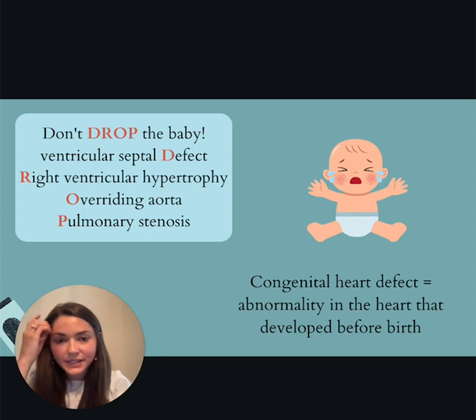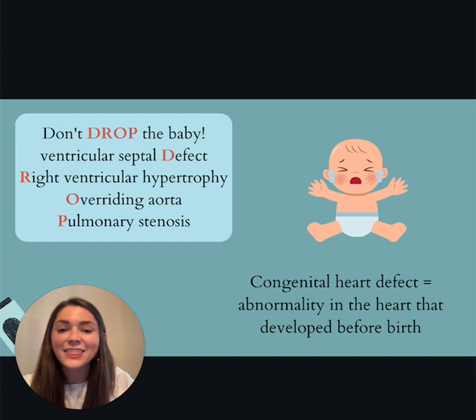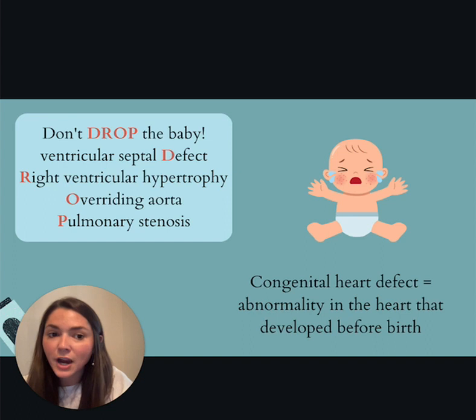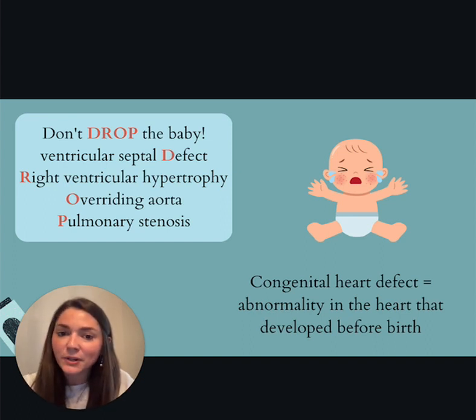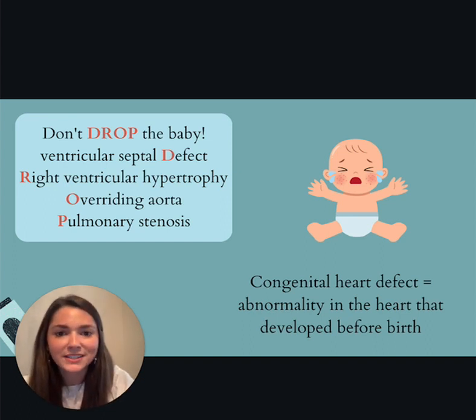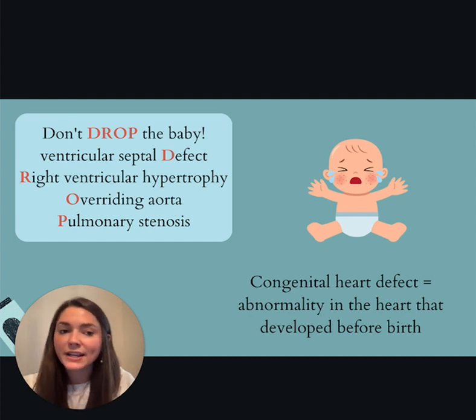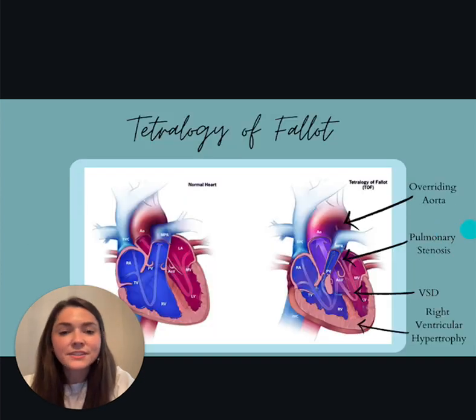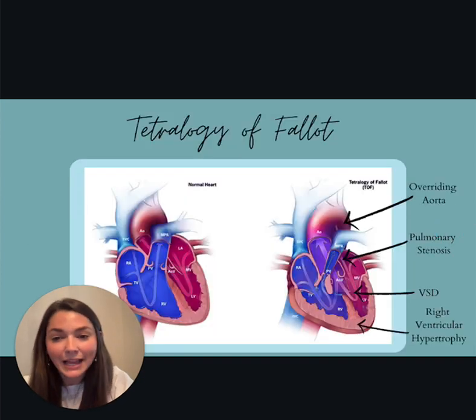Tetralogy of Fallot is unique because it actually has 4 different features that make up this defect. And those 4 features are a ventricular septal defect, right ventricular hypertrophy, an overriding aorta, and pulmonary stenosis. And I want you to remember this by thinking, don't drop the baby. D for VSD, or ventricular septal defect, R for right ventricular hypertrophy, O for overriding aorta, and P for pulmonary stenosis. So let's look at what each of these components mean for our client.